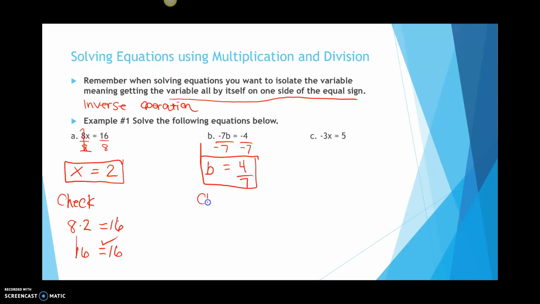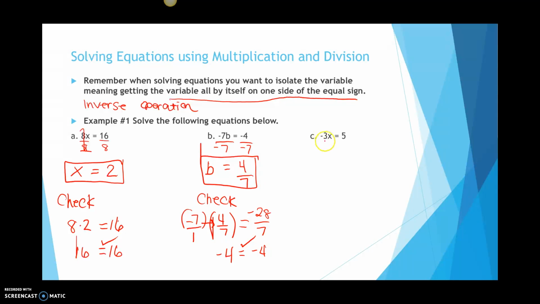That'll be my answer. If we check this step, we're going to plug in 4/7 in for b. So we have negative 7 times 4 over 7. Now, when we're multiplying with fractions, you can multiply across. Negative 7 times 4 gives me a negative 28 over 7, which gives me negative 4. So negative 4 equals negative 4, and that checks itself out.